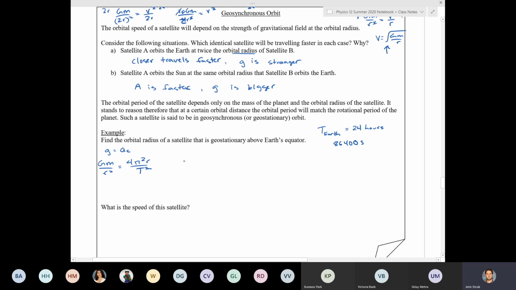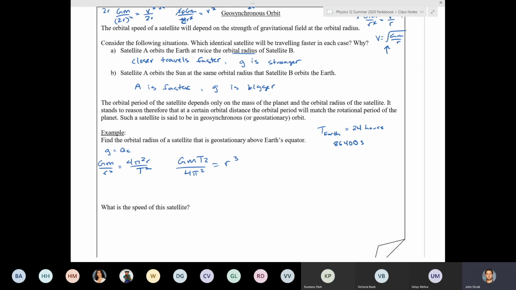So it's going to be GMT squared divided by 4 pi squared equals r cubed. That's going to be a tricky one. 6.67 times 10 to the negative 11 times 5.98 times 10 to the 24 times 86,400 squared divided by 4 pi squared. I don't know how to cube root on this calculator.